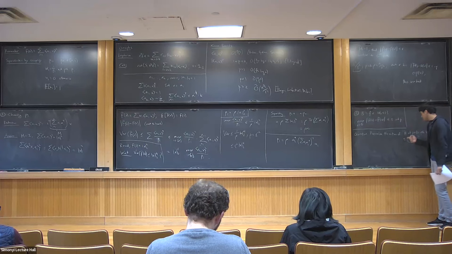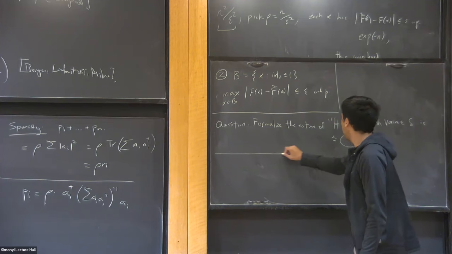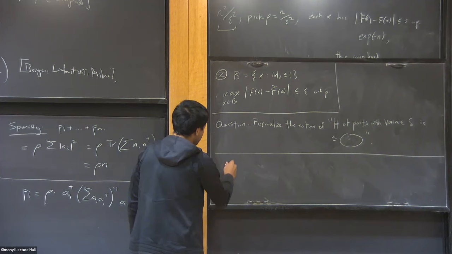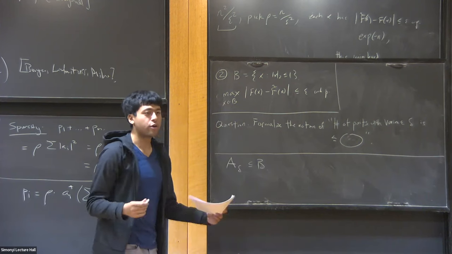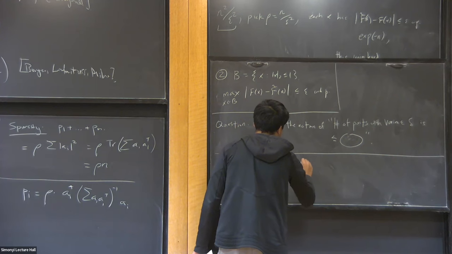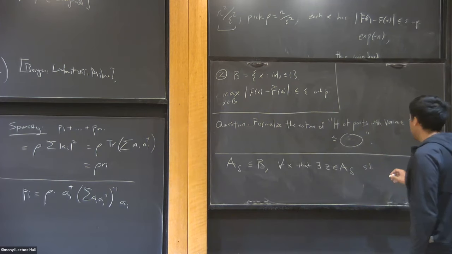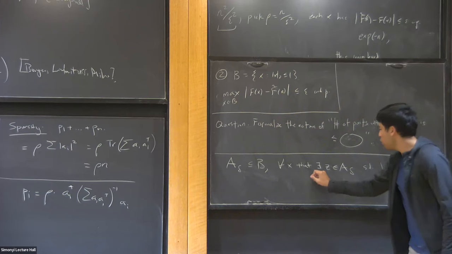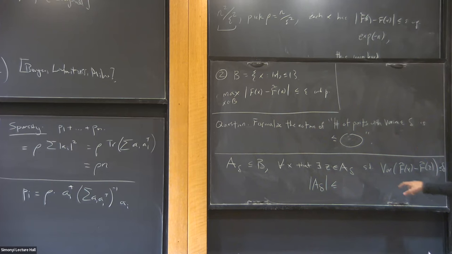Large with some variance delta is at most some quantity. The way that I'm going to set it up is the following. I'm going to construct a set, A delta, which is a subset of B, and I'm going to try to argue that for all x, there exists a point z in A delta such that the variance of f tilde x minus f tilde z is at most delta. And I'm going to have some size bound on A delta. This is going to be the goal. We'll see later why this is the correct quantity.